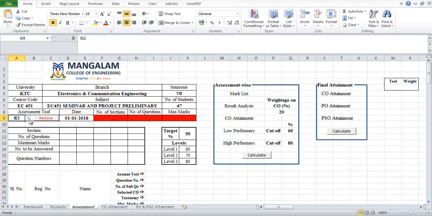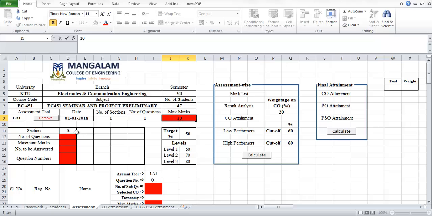So let us start with the first LA1. We add the number of sections. There is only one section because there are no questions here, so number of questions 1. Maximum mark, as I said, 50 divided by 5 COs for us, so 50 divided by 5 will give us 10, so maximum marks for that LA should be 10. Number of questions again 1, maximum mark is 10, to be answered 1. The target levels can be fixed based on your desire, based on what you have put as your internals.